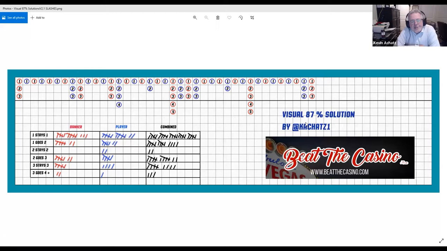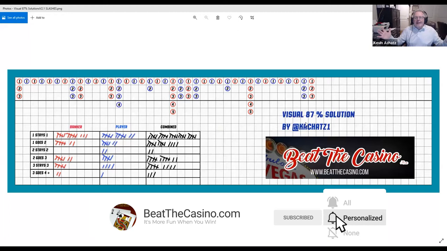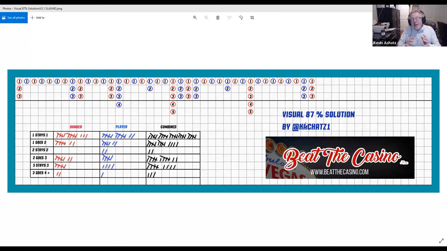So we called it V87 for Visual 87, because this is something you can look at right on the screen while you're playing. This is something you're going to see time and time again. Is it going to happen exactly in the right order every shoe? Well, no, of course not. Is it going to happen over a long period of time? Absolutely. So you're not getting cheated by the casino. This is what's going to happen.